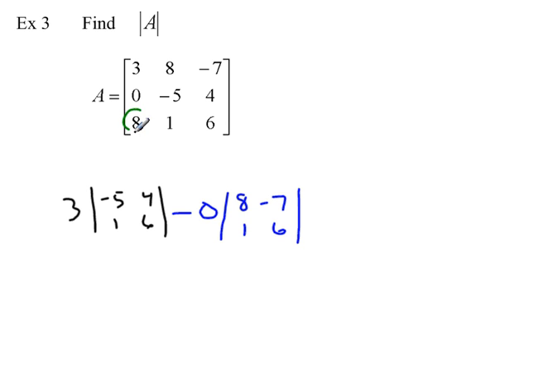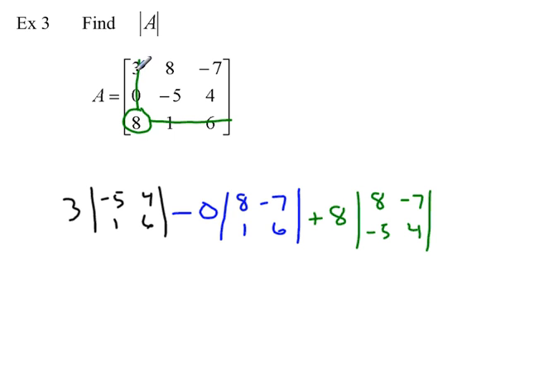I'm going to circle this 8 here. I'm going to cross off what's in the same row and column. And I'm going to say plus 8 times this determinant: 8, -7, -5, and 4. Now this method here works for any square matrix. So if I have like a 5 by 5 matrix, I could do this.